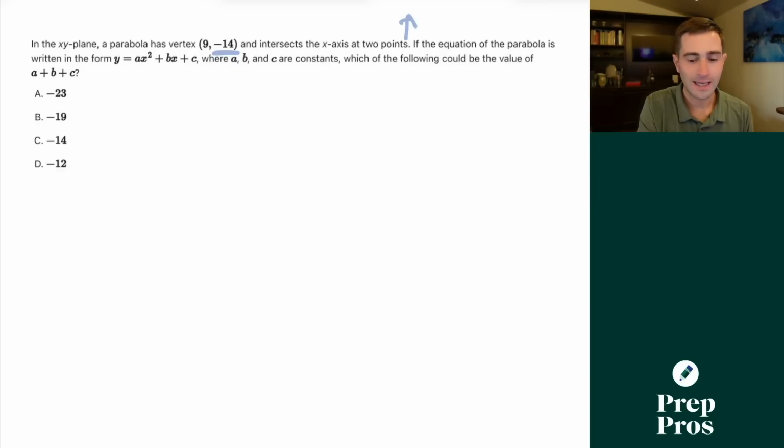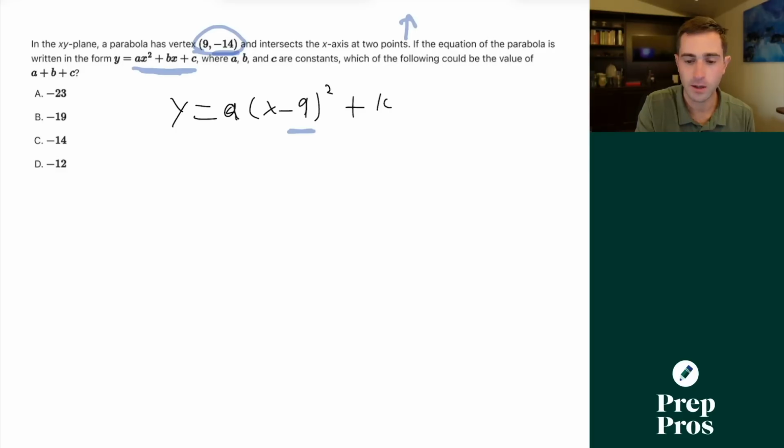Well, I can't immediately get to a plus b plus c form, but I can use vertex form to get me there. Now our vertex form is y equals a times x minus h squared plus k. h is our x coordinate of the vertex, so this is going to be x minus 9 squared, and this is our a over here. And plus k, well, that's negative 14, so we'll have minus 14. So we'll start expanding this out. We'll have y equals a times x squared minus 18x plus 81.